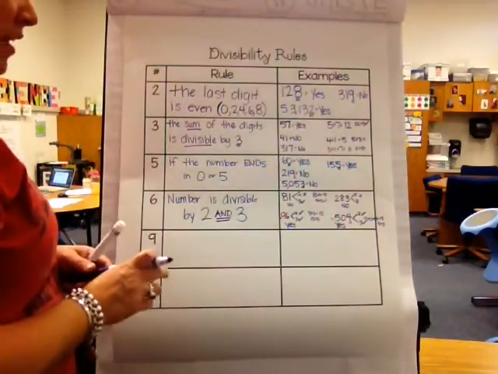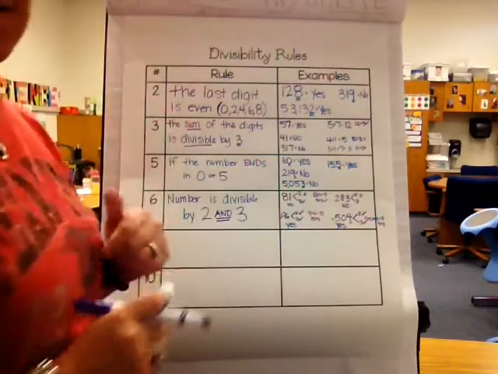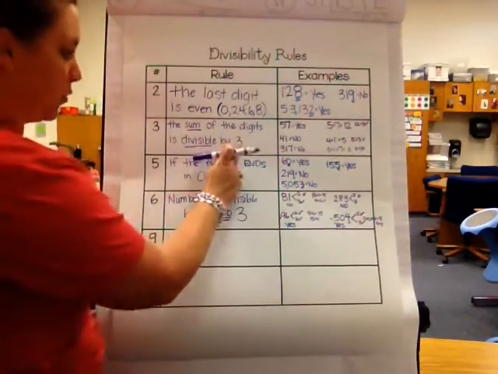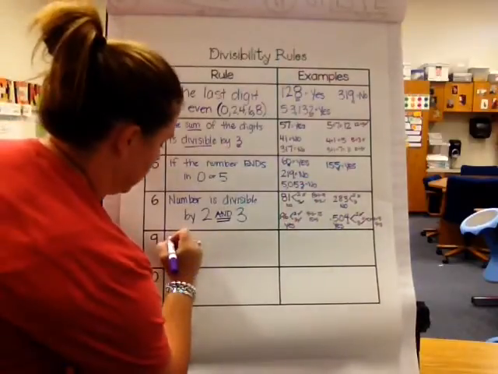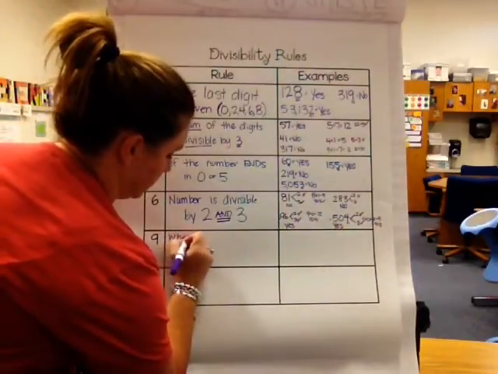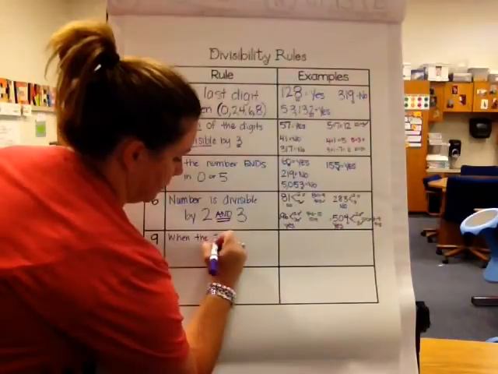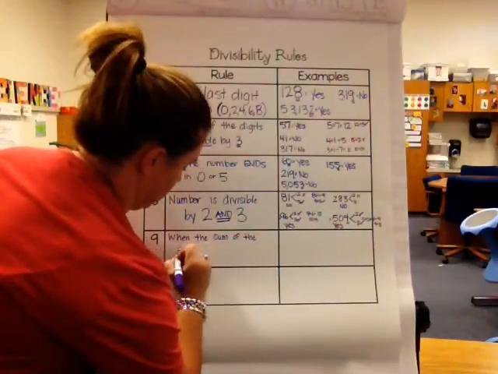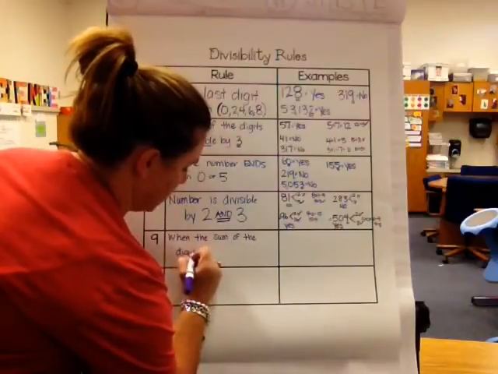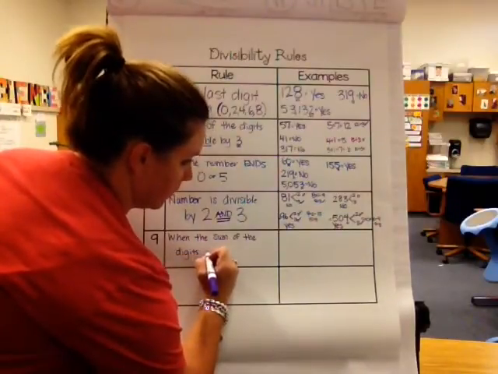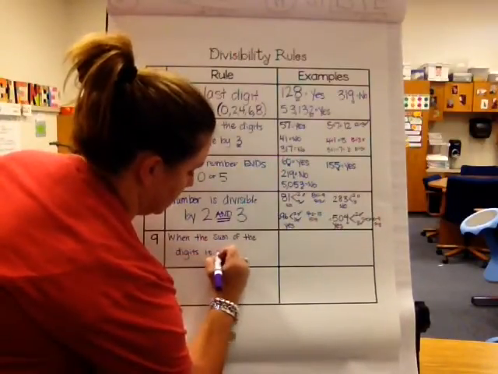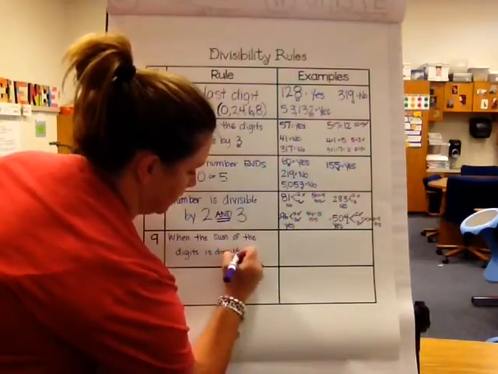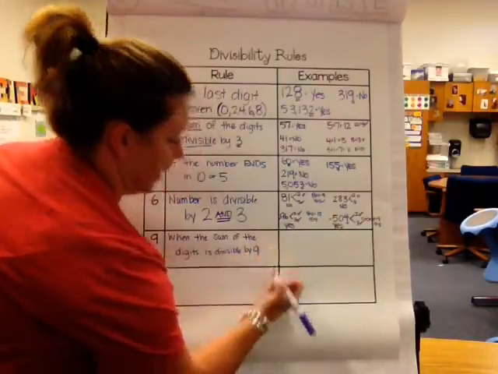Okay? All right, the 9 rule is exactly like the 3 rule. Exactly like the 3 rule, but instead of it's divisible by 3, it's going to be divisible by 9. So when the sum of the digits is divisible by 9.